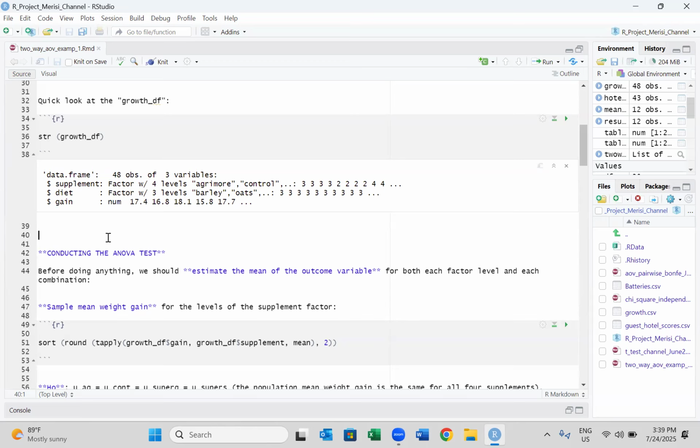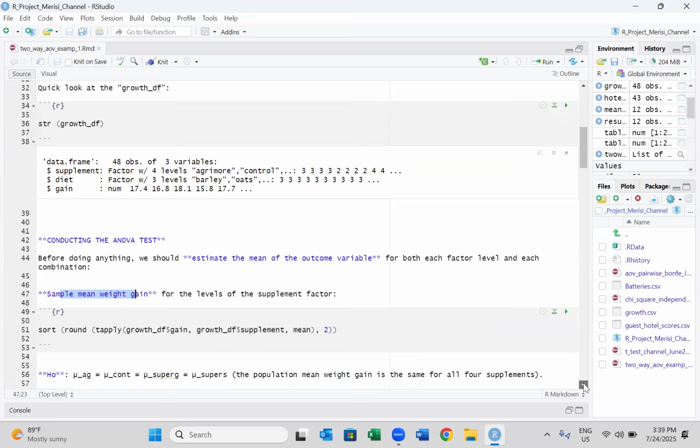All right, so before jumping to running the ANOVA test, I advise you to always do this when you are doing a two-way ANOVA. Estimate the mean of the outcome variable for each factor level and for each combination of factor levels. That means that I am advising you in this case to obtain the sample mean weight gain for all supplements, the sample mean weight gain for all the diets, and the sample mean weight gain for the combinations of diet and supplement.